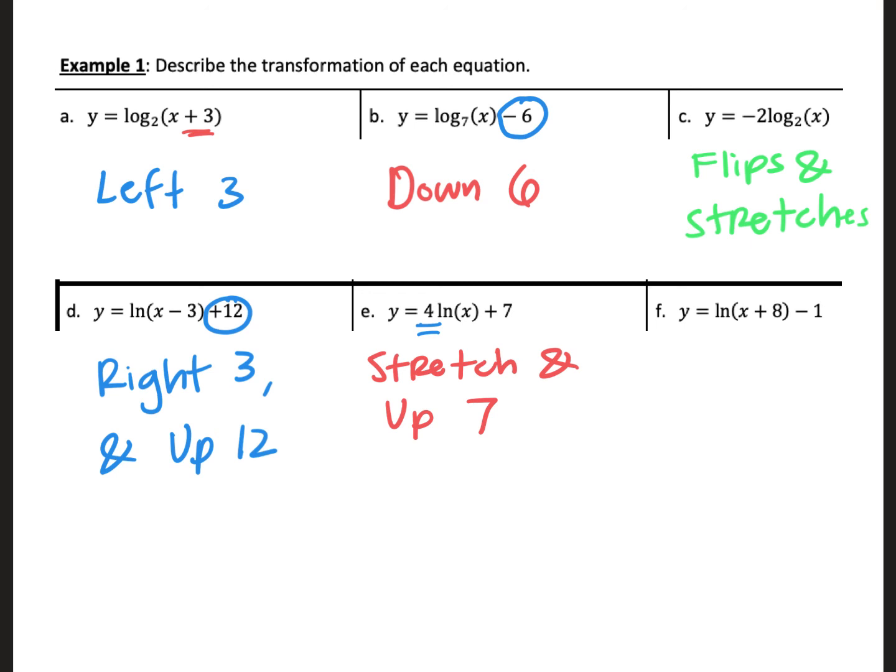And your last one, F, we have y equals the natural log of x plus 8 minus 1. Again, the number inside your parentheses moves you left or right. It's going to go left 8 because that 8 was positive. And then the negative 1, that number on the outside tells you up or down. Again, because it's negative, it's going to go down 1.